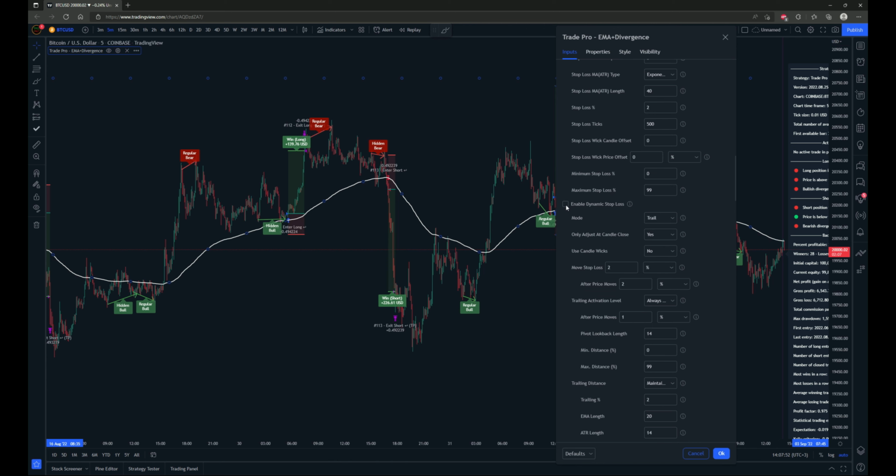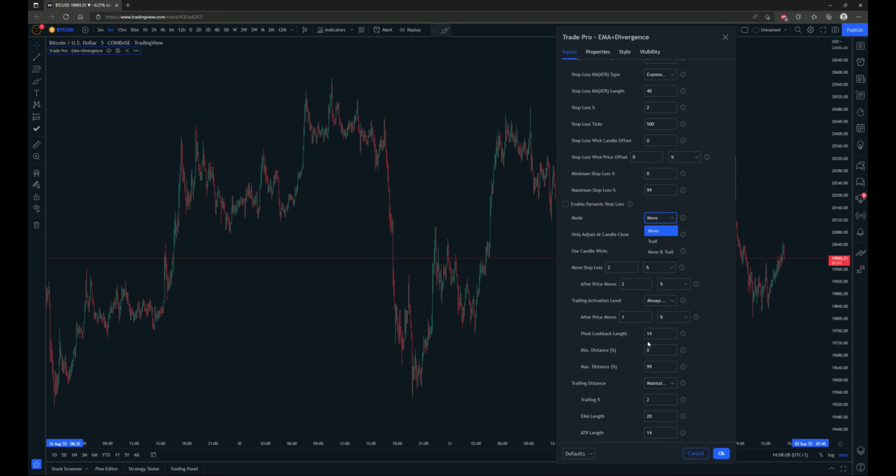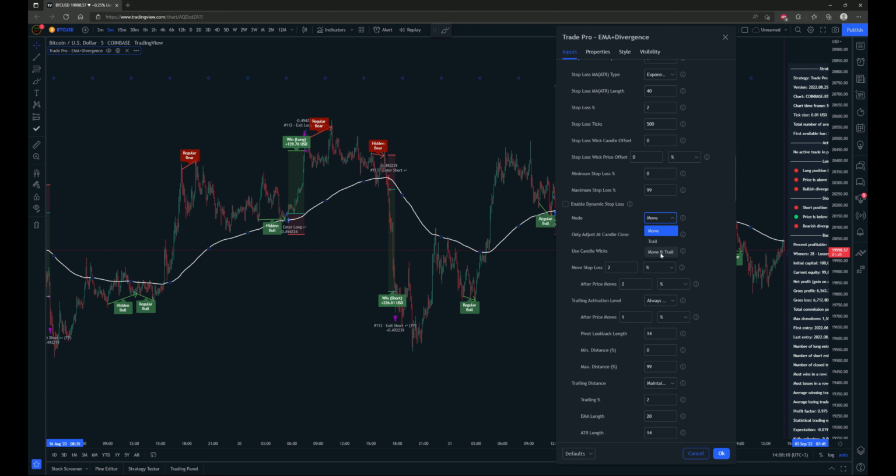Now, the next section is the ability to enable a dynamic stop loss. So you can use a stop loss that moves to break even at a certain point or moves in whatever way that you want it to based on the parameters you select here. Then you can also choose the ability to trail the stop loss based on the parameters down below. And you can choose to move and trail if you want to do both.